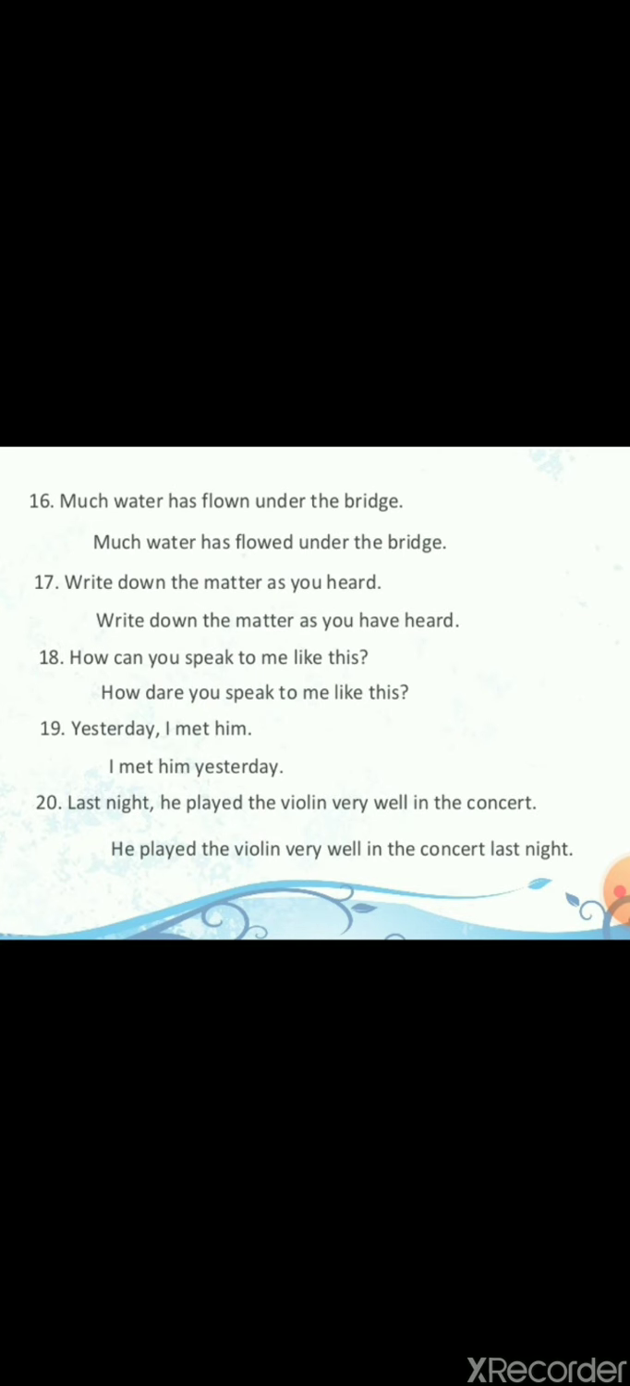Yesterday I met him yesterday. So again it is adverb based error. Yesterday is an adverb here. Adverb based error means the action of meeting happened yesterday. Last night he played the violin very well in the concert. He played the violin very well in the concert last night. Again, adverb based error.